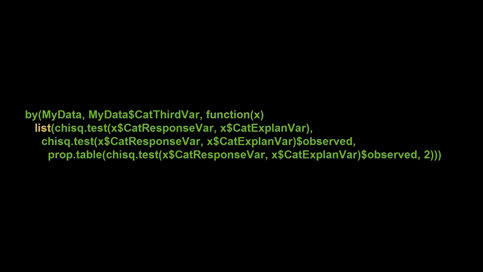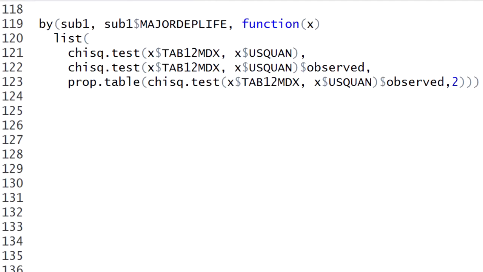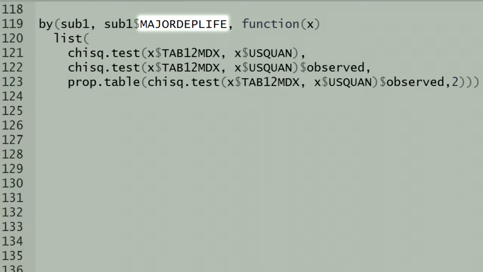By adding the list function, you're telling R to run multiple functions inside the list function for each level of the third variable. And remember, the function prop.table is given a table as its first argument and then the number 2 as its second argument to indicate that you want to obtain column percentages. Here's the specific syntax to use to see if our third variable, major depression, moderates the relationship between smoking, our categorical explanatory variable, and nicotine dependence, our categorical response variable.